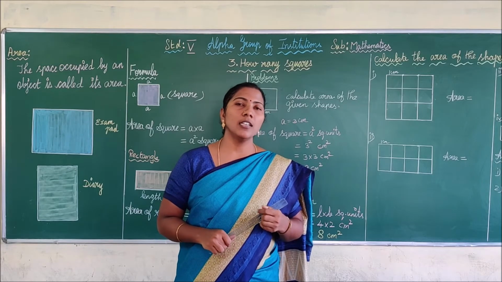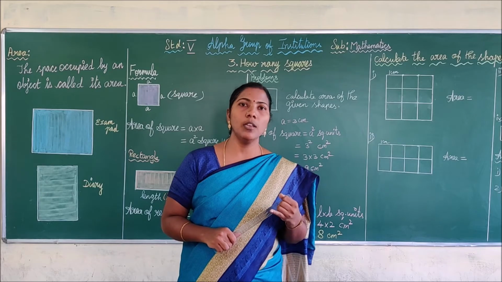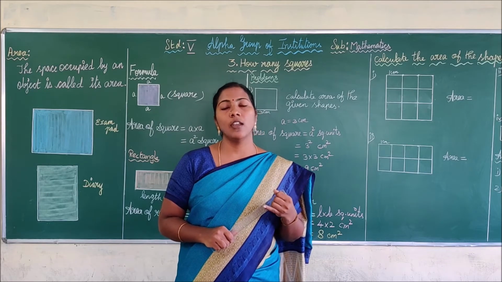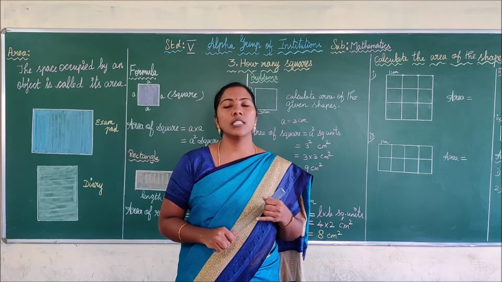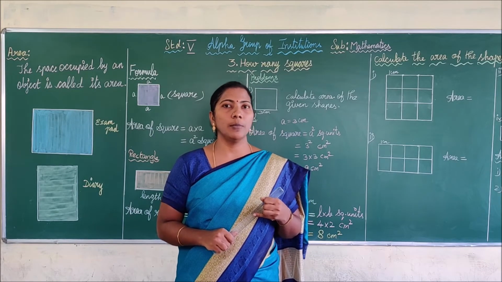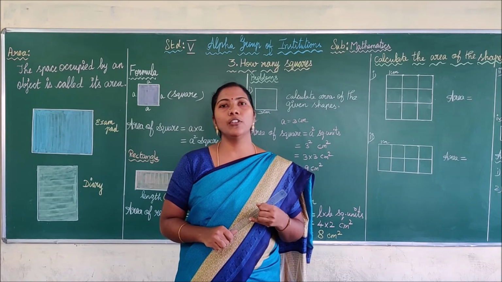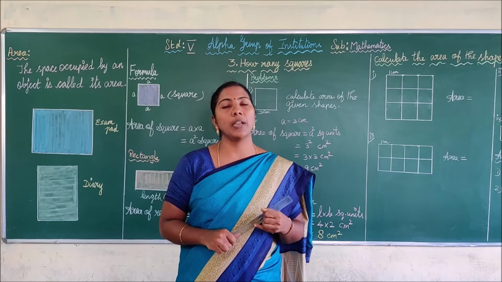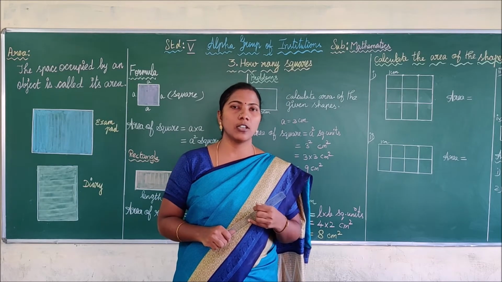Okay. In the last session, children, what we discussed about was the sixth table and a new chapter. What is the name of the chapter? Chapter number 3, How many squares? Have you remembered the sixth table? Very good. In today's class, we are going to learn a new and important concept, that is about area. Okay, let us start our class.